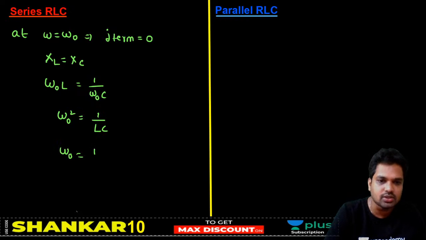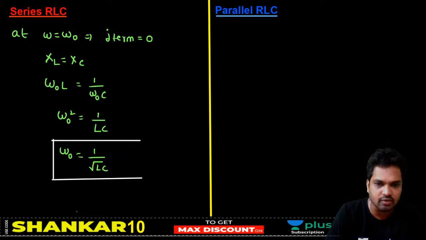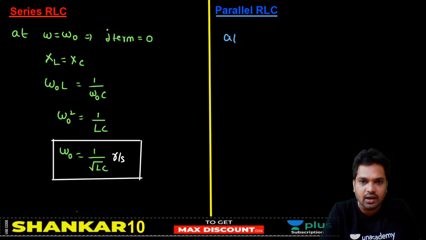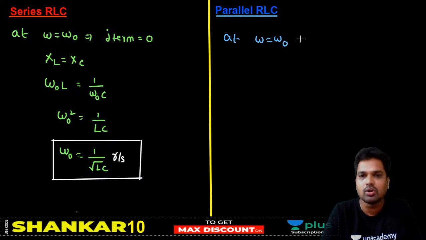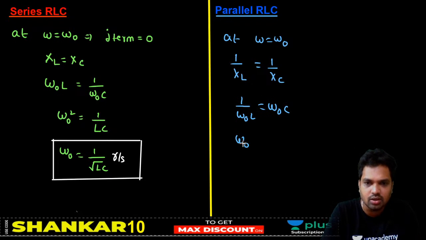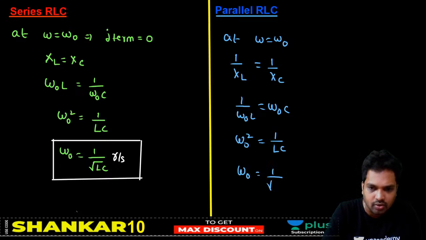What is the resonant frequency? 1 by root LC. This is what we call resonant frequency in radians per second for the series RLC circuit. Similarly, for the parallel RLC circuit at omega equal to omega naught, what is the condition required? 1 by XL must be equal to 1 by XC. That is 1 by omega naught L must be equal to omega naught C. Omega naught square must be equal to 1 by LC. What is the omega naught value, sir? 1 by root LC.